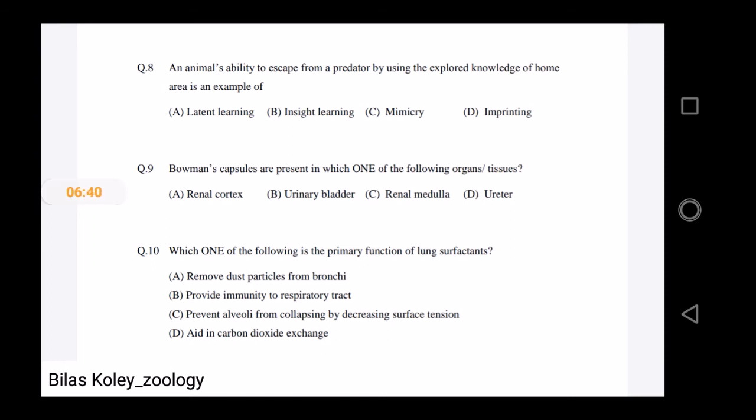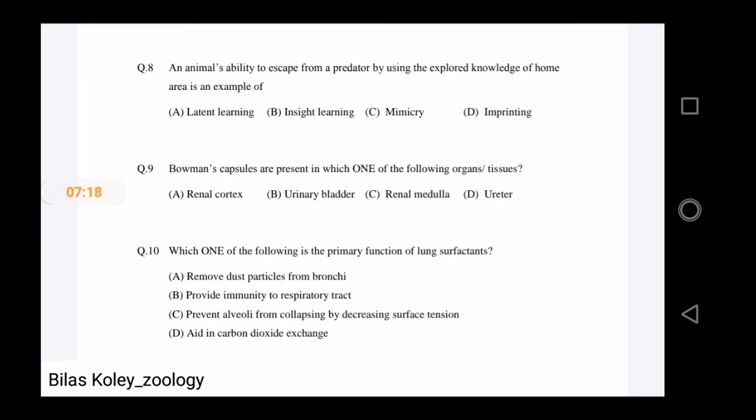Now we will discuss question number 9. Bowman's capsules are present in which one of the following organs or tissues? The options are renal cortex, urinary bladder, renal medulla, ureter. In this question, the correct option is option A.